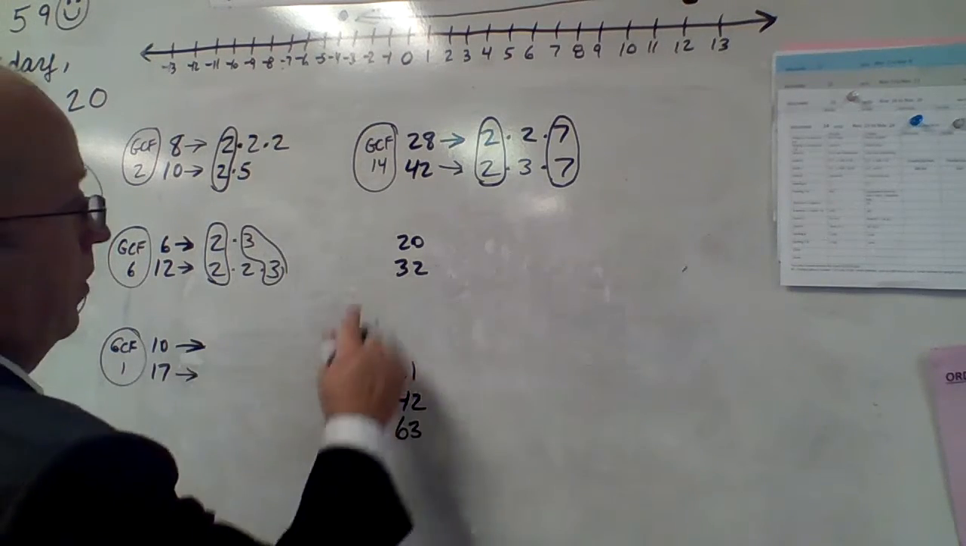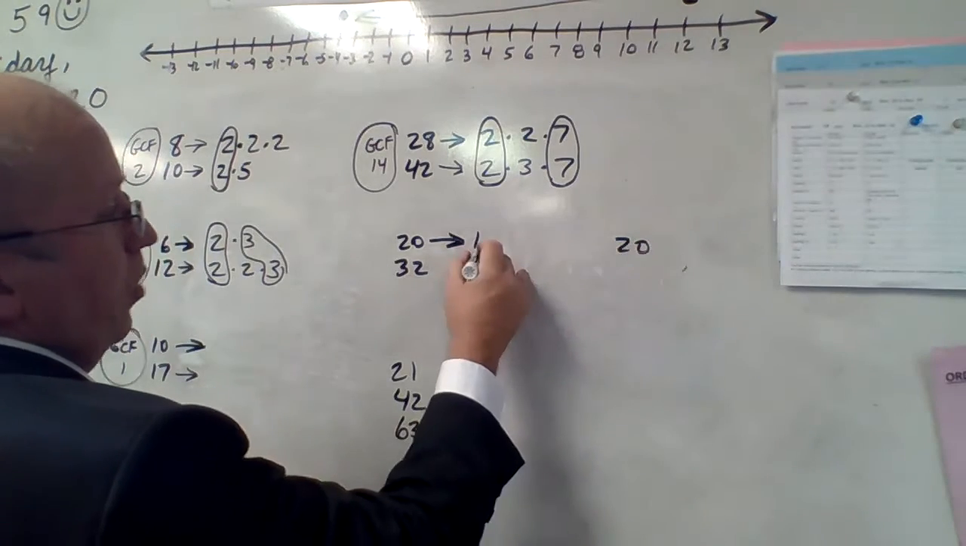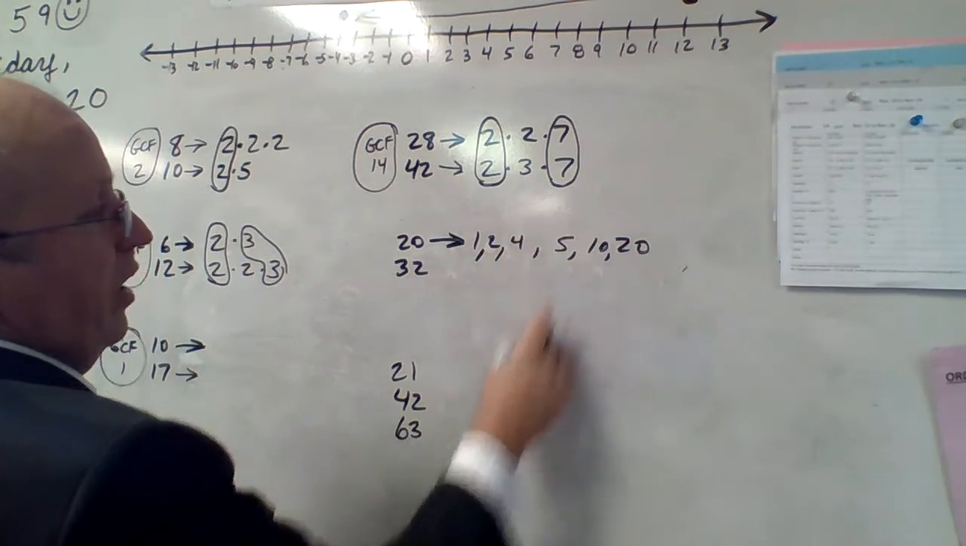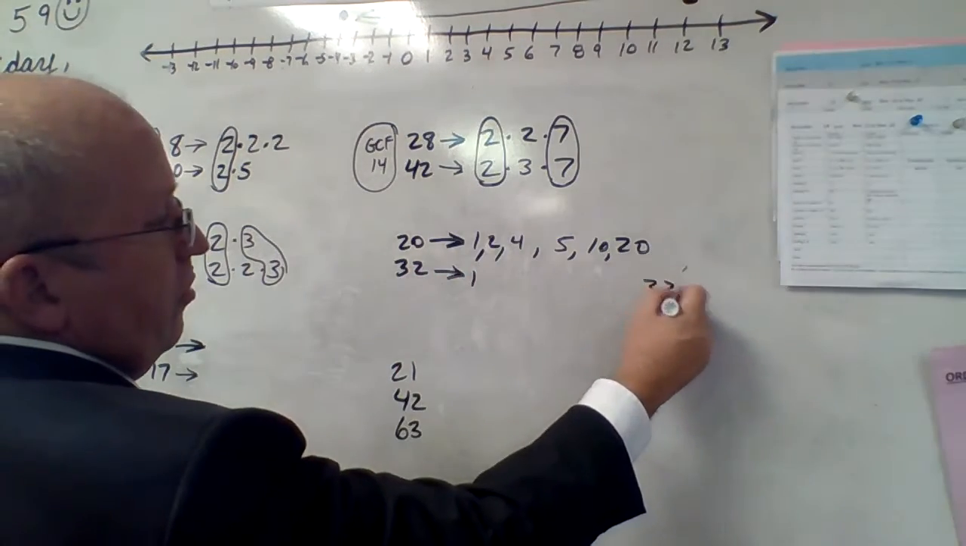Let's try the next one. 20 and 32. I know 1 times 20. I know 2 times 10. I know 4 times 5. That's about it. How about 1 times 32?